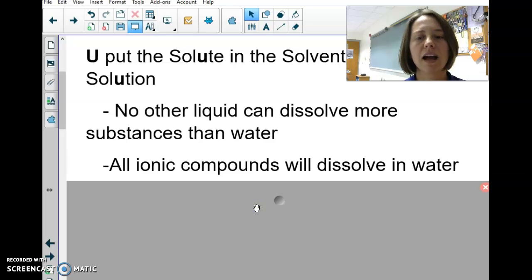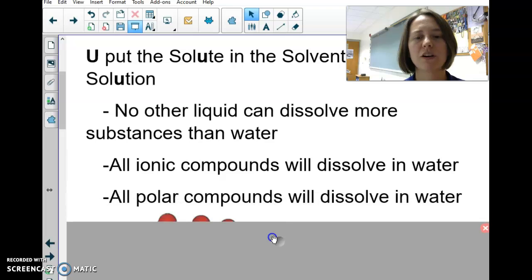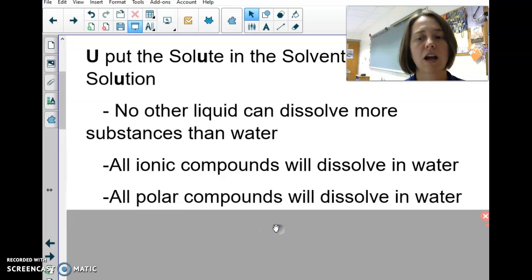So all ionic compounds will dissolve in water. Table salt and any other of our ionic compounds will dissolve in water. And all polar compounds will dissolve in water. If you remember, ionic compounds were one group and covalent compounds were another group that we talked about in Why is Water H2O? And then covalent compounds are broken up into polar and nonpolar. So basically, nonpolar covalent compounds are the only things that don't dissolve in water.